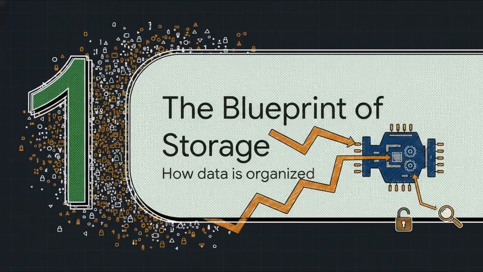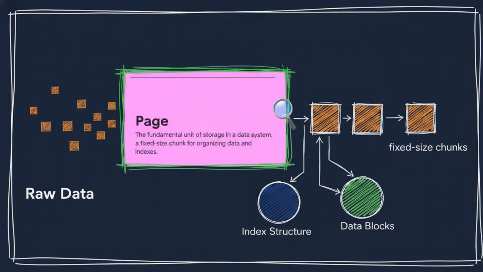Okay, so where do we even begin? Let's start with the most fundamental problem of all. If you have a mountain of data, how in the world do you store it so you can find one specific piece again, like instantly? Well, it all starts with this one simple idea, the page. Think of it like a standard-sized box. Instead of fumbling around with individual little items, the system organizes everything, your data, the indexes to find it, into these fixed-size pages. And that standardization right there is the secret to being fast and efficient.